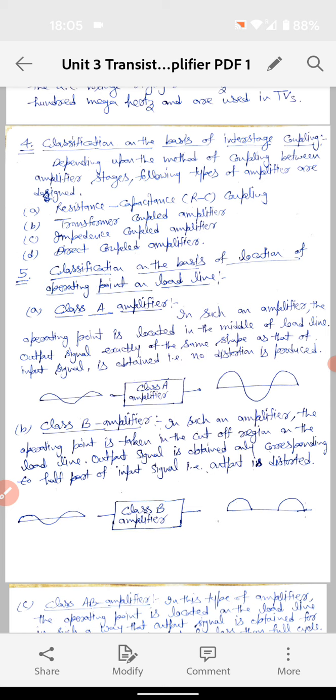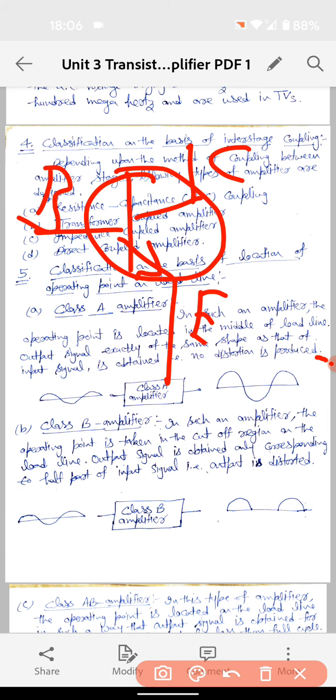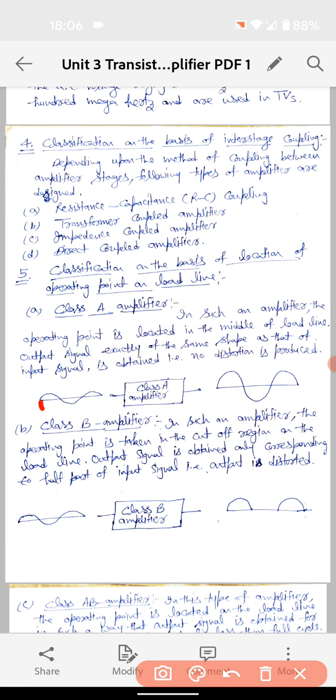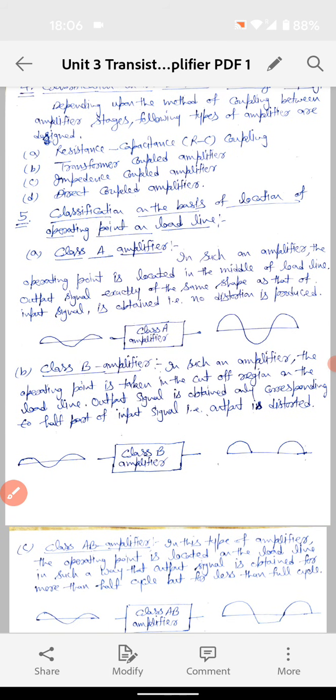As you see in this particular figure, the input signal is small, and the output signal is the same signal which we give in the input, but with enhanced amplitude. Here the amplitude is small, and this amplitude gets enhanced in the case of a class A amplifier. And we get the output for the whole cycle.